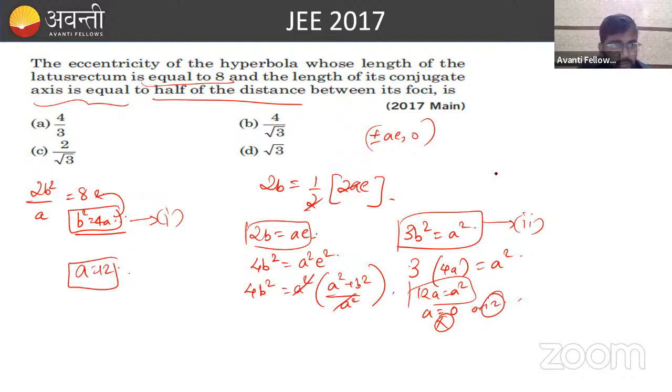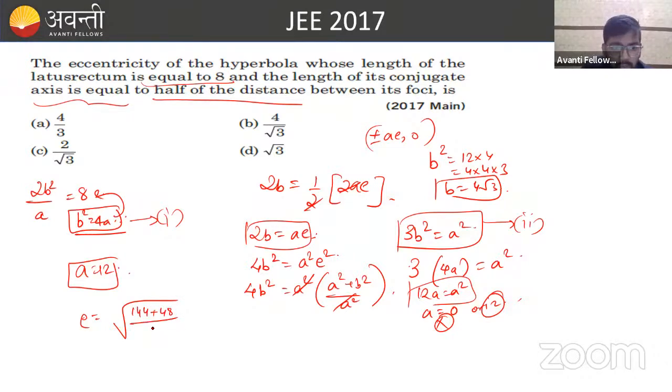Now we want to find the b value. Since a is 12, b square is 12 into 4, which is 4 into 3 times 4, that is 48. So b value comes out to be 4 root 3, right? So now we are supposed to find eccentricity. Eccentricity will be under root of a square plus b square, which is 144 plus b square is 48, upon a square, which is 144 again.